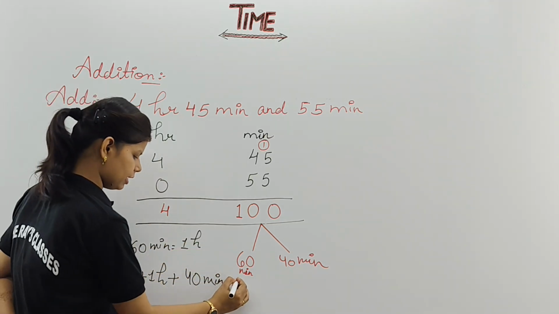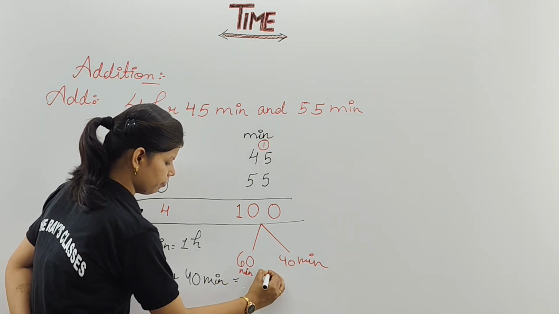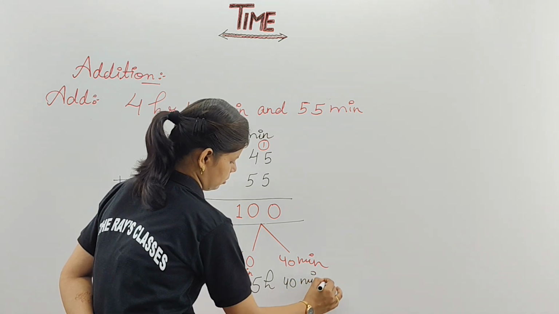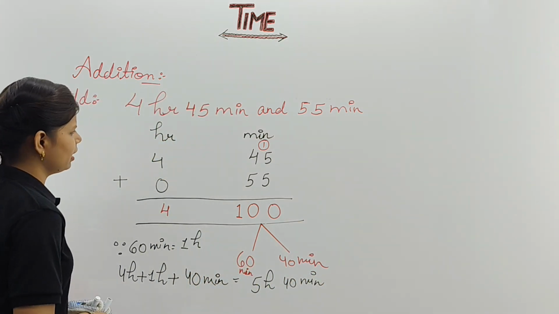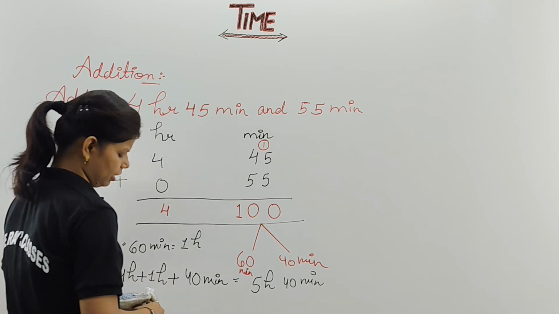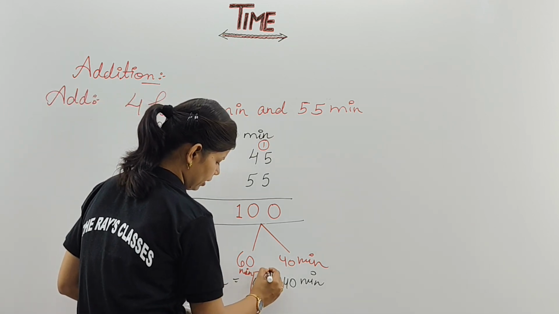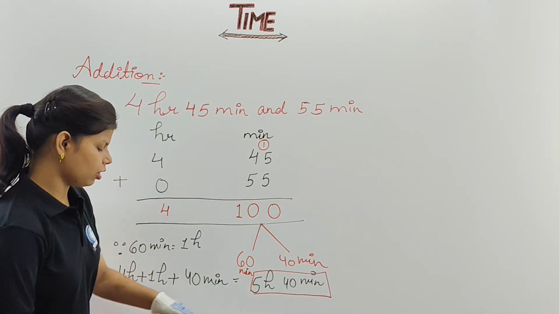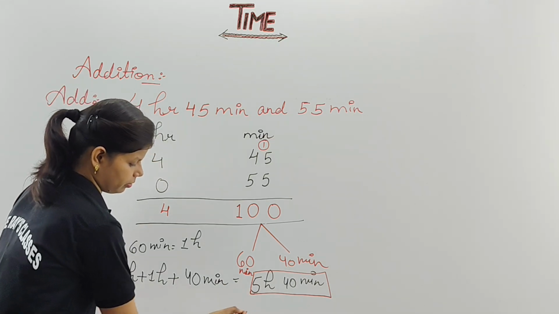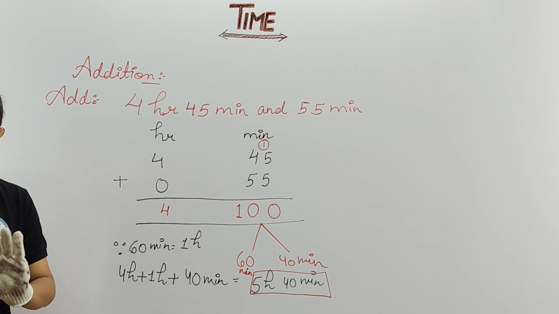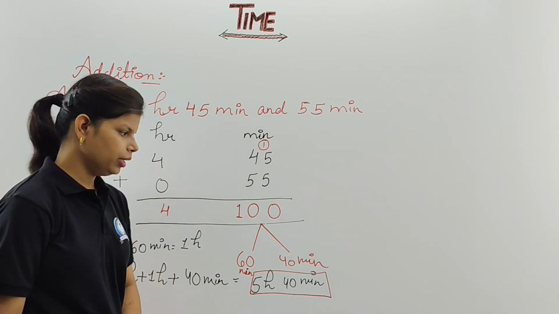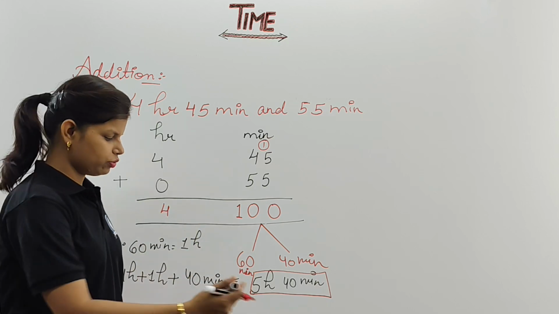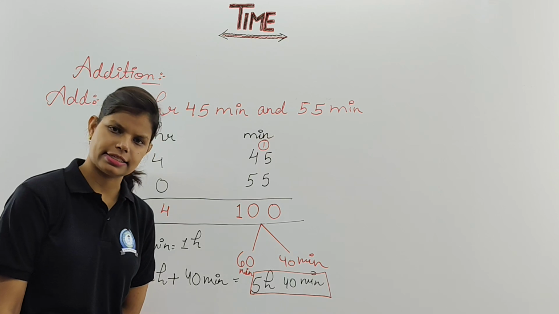Now your last and final answer is what? Your final answer is 5 hours 40 minutes. That means when you talk about the final answer, it will be 5 hours 40 minutes. This is the simple conversion. Clear? Get my point? Understood? We are not going to write this directly. You have to convert it properly and then write the same.